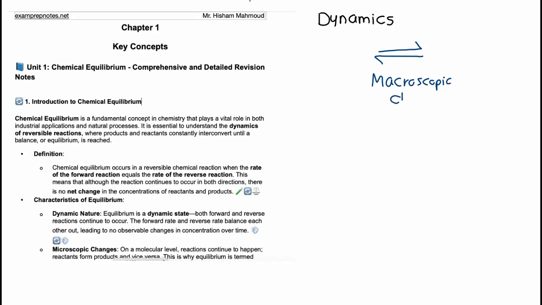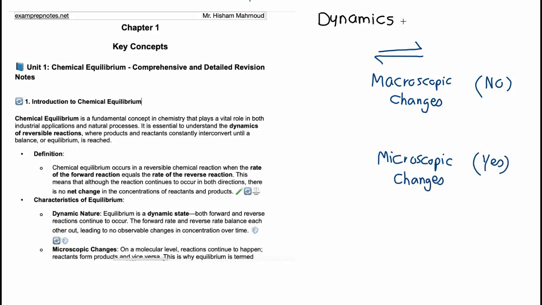What are macroscopic changes? The changes that can be seen or measured. Although I don't see any changes, I know that there are changes happening microscopically. What are microscopic changes? Changes that I cannot see or detect. So yes, there are microscopic changes, but no macroscopic changes. This means that the equilibrium is dynamic.